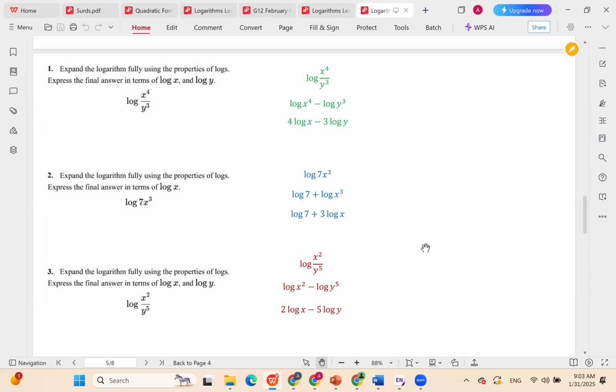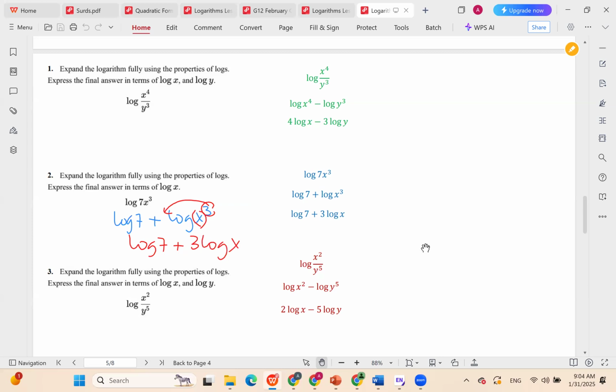Let's try a second example. Log 7x power 3. Here the power is only affecting the x. So you cannot just kick it out because it's not affecting the entire term of the log. So this would be incorrect. First, you have to split the log into two logs. We get log 7 plus log x power 3. And now the power is affecting the entire term inside the log, so we can kick it out. And this becomes log 7 plus 3 log x.